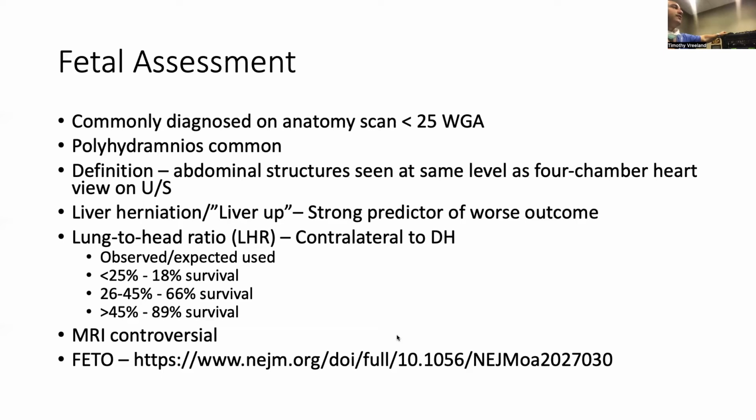If you have less than 25% of your observed to expected lung, you have an 18% survival chance. That's a severe defect. Moderate-sized defects are classified as an O to E of 26 to 45%, with 66% survival. And then greater than 45% is 89% survival.